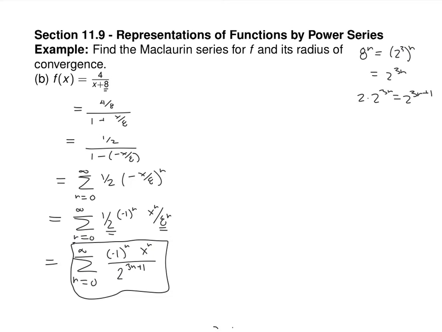And let's also find the radius of convergence. So that can be determined here. Because this is a geometric series, we need the absolute value of negative x over 8 to be less than 1, which means the absolute value of x must be less than 8, and the radius of convergence is 8.